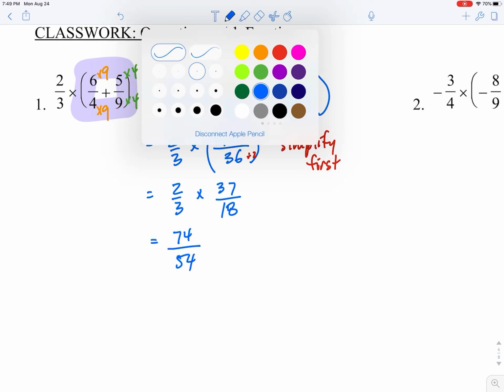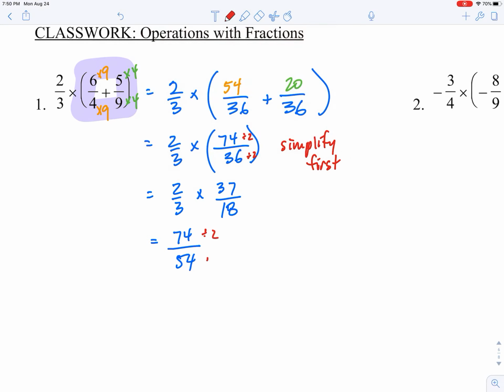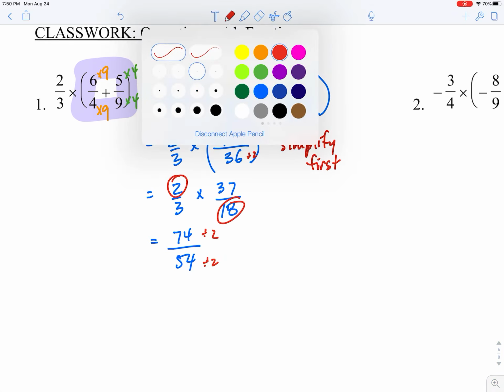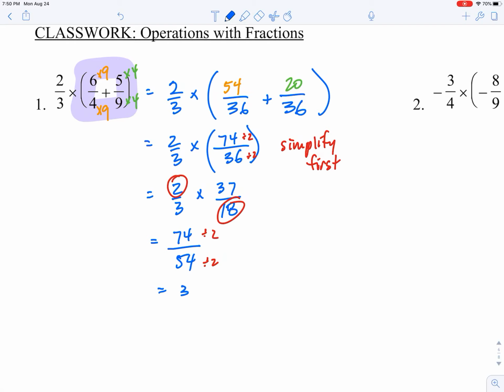And these are both even, so I can divide them again, both by 2. Oh, I could have canceled. I could have canceled right here and divided both of those by 2. That would have made my life easier. And I'll get 37 over, and then 54 divided by 2 is 27. And that's going to be our final answer.